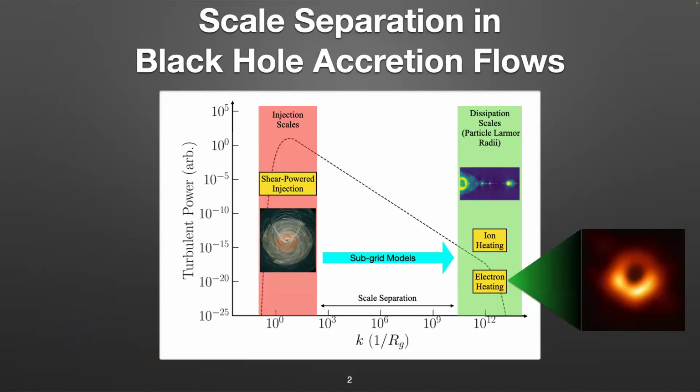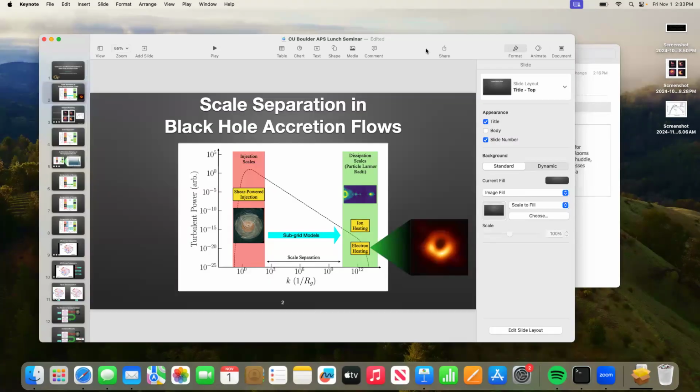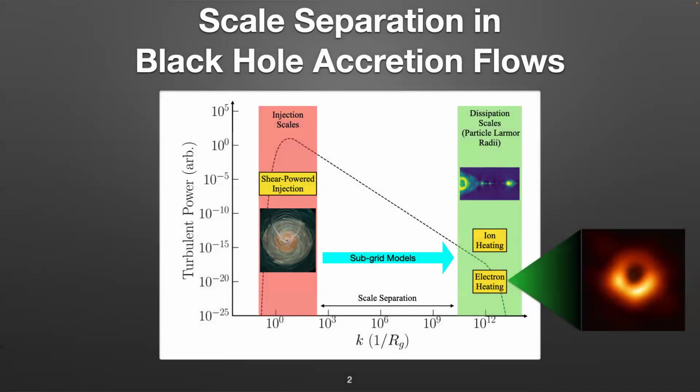So black hole accretion flows, modeling these flows is inherently challenging, right? These challenges mostly arise from this problem of scale separation. Scale separation is widely known across all astrophysical systems and all systems of plasma, astro and terrestrial, but it shows up in these black hole accretion flows as well.